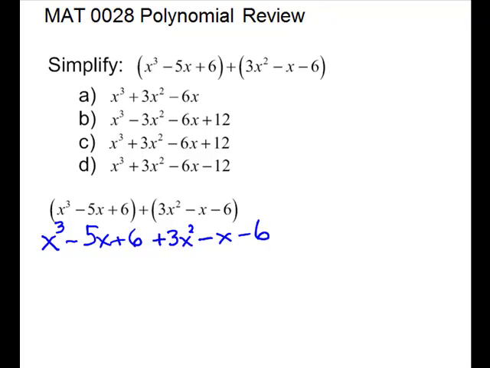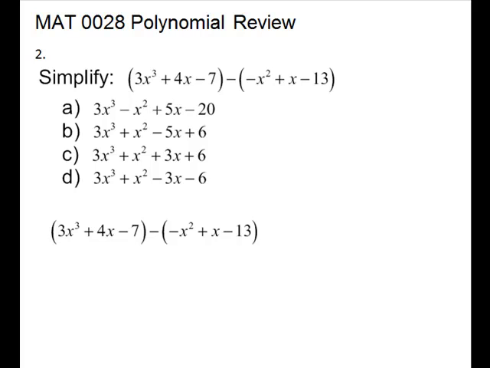So we're going to pick the like terms. There is nothing like the x to the third, so we'll just bring it down. X squared, there is only one x squared term. X terms, we have minus 5x, and minus x gives us minus 6x. And plus 6 and minus 6 are going to cancel each other out. So now we'll look at the answers, and our choice is A.